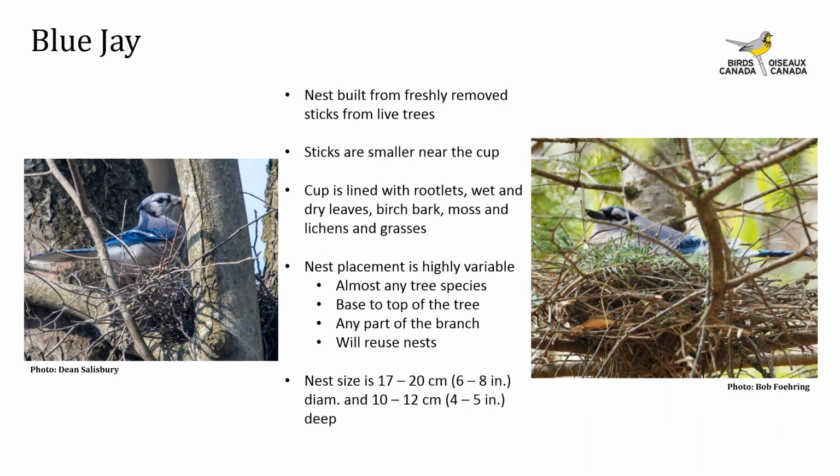Their nests are constructed from strong, fresh sticks and sometimes dead sticks. The sticks used to make the outer part of the nest are taken from live trees. The stick size decreases near the cup of the nest, and the nest is lined with rootlets, dry and wet decomposing leaves, as well as birch bark, moss, lichens, and grasses.